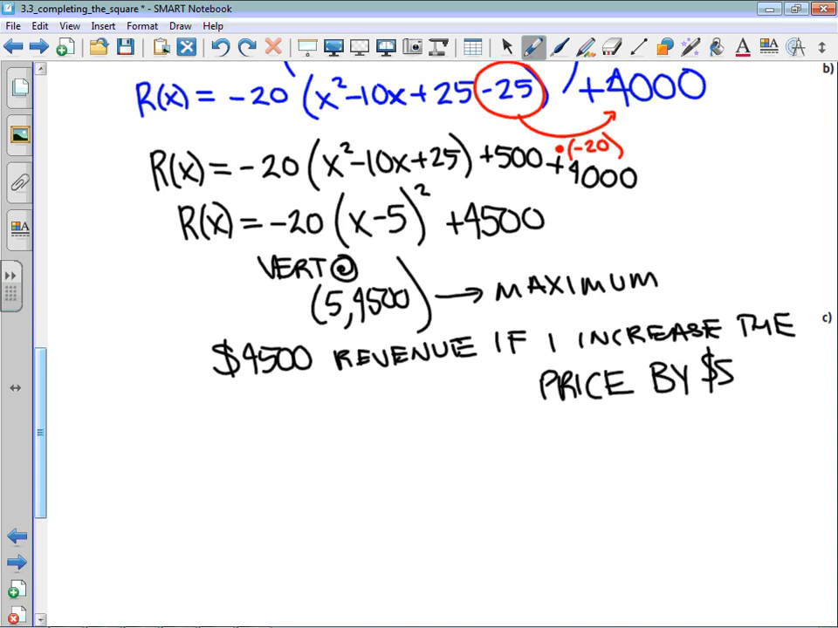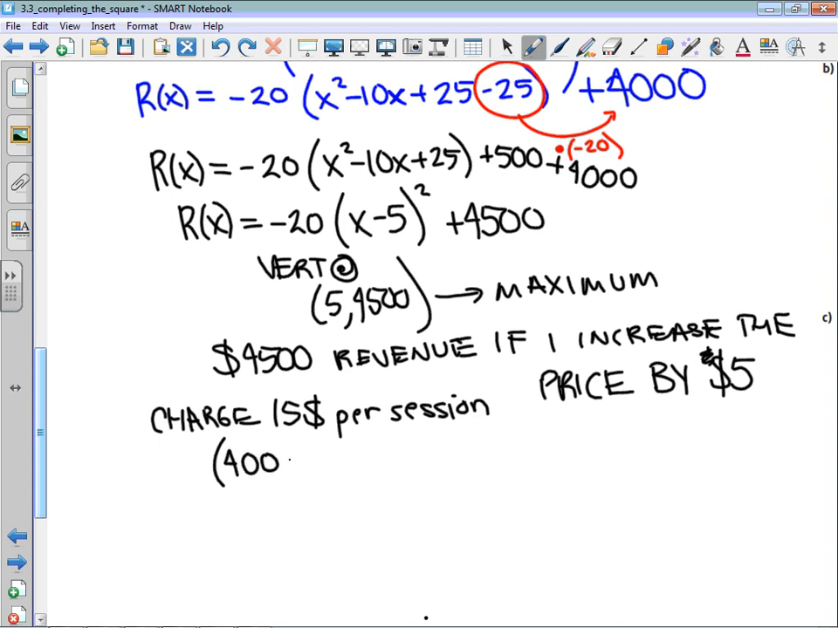We'll try that again. Because my vertex is at 5 comma 4,500, that x-coordinate of the vertex, because it's positive, is how much I've increased the price by. Now, another way to look at this is if I charge $15 per session. But the other consideration is how many sessions would I have? And if I scroll back up, we identified that the sessions were 400 minus 20x. We now know that x is 5, so I would have 300 sessions.